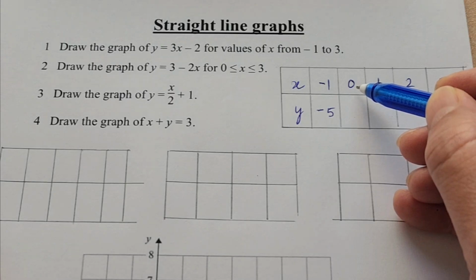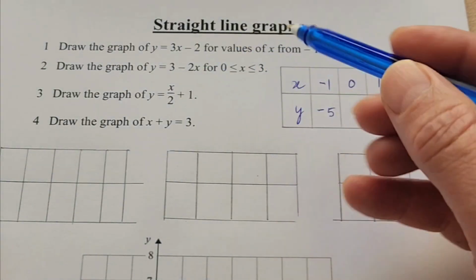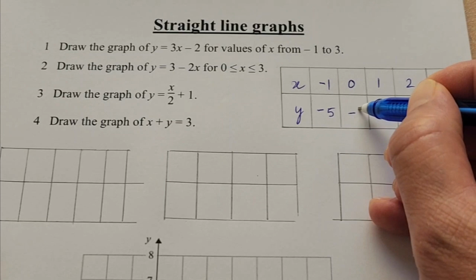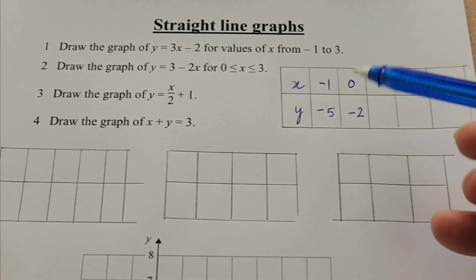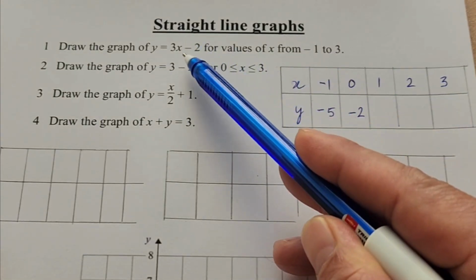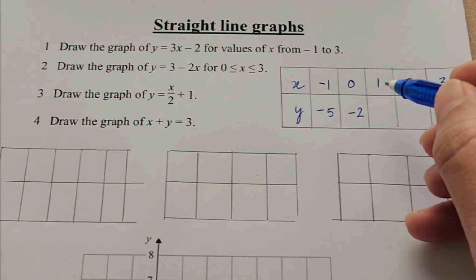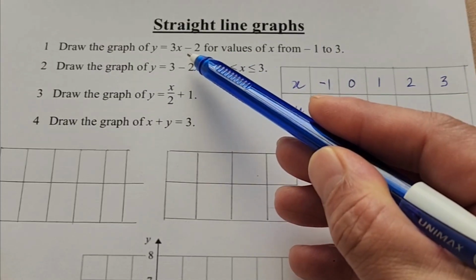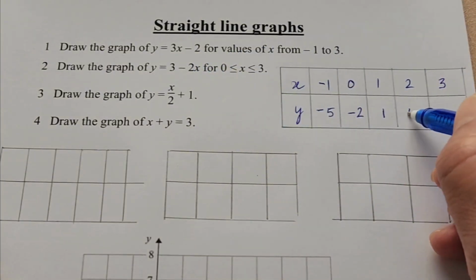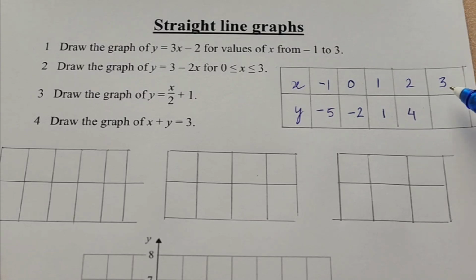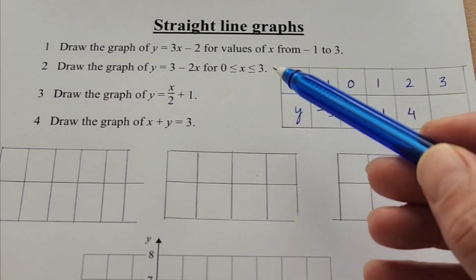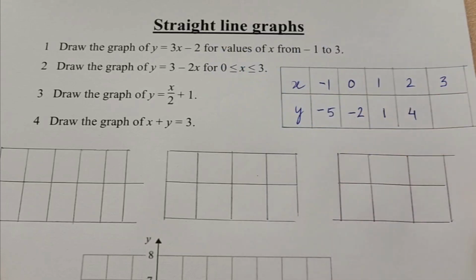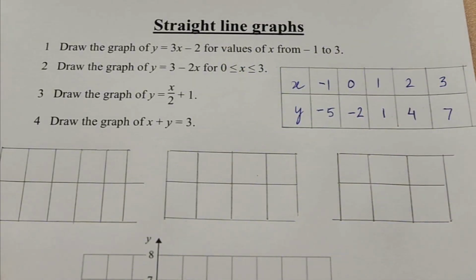When x is 0, 3 times 0 is 0. So y is going to be minus 2. When x is 1, 3 times 1 is 3, minus 2 is 1. And when x is 2, 3 times 2 is 6, minus 2 will give you 4. And when x is 3, 3 times 3 is 9, 9 minus 2 will give you 7. Now we can plot these points and then draw a straight line.